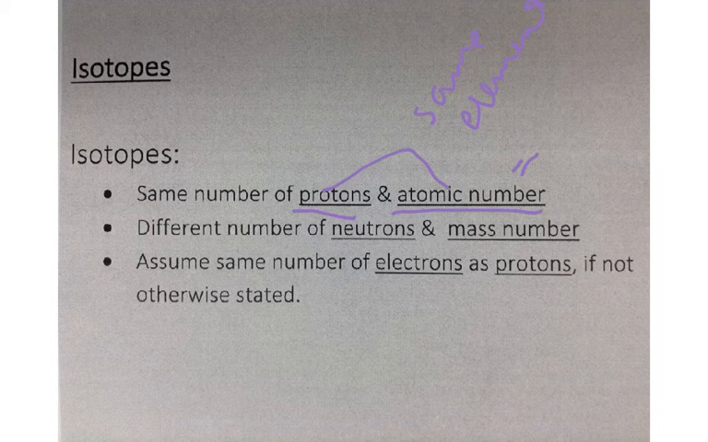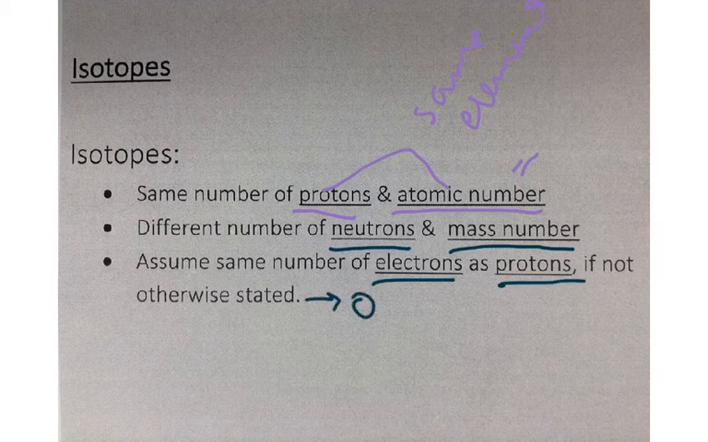What is different about these elements is that they have a different number of neutrons and therefore a different mass number from each other. What you should do is assume, though, that they have the same number of electrons as protons, so that means its charge would be 0.